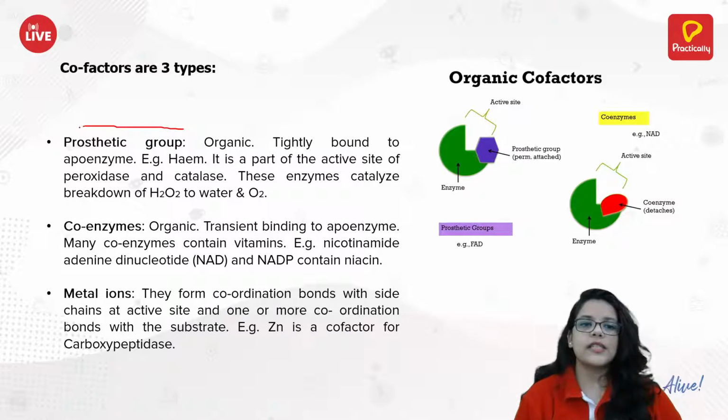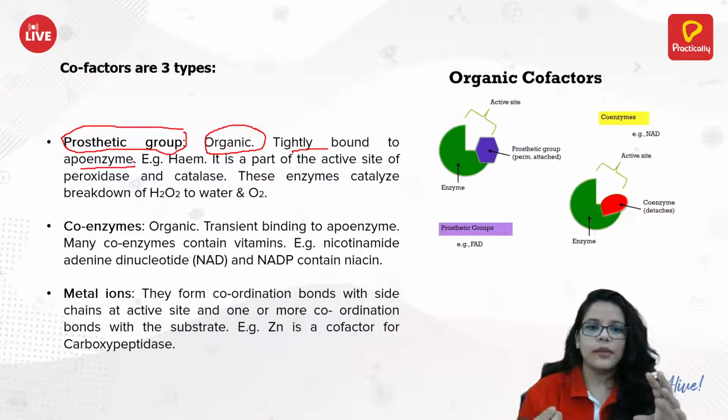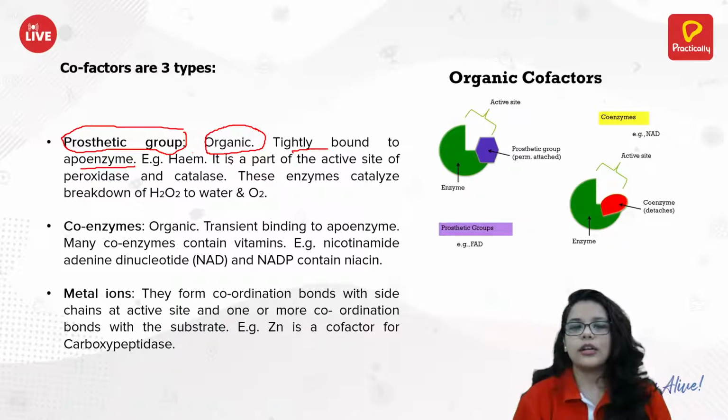One is the prosthetic group. Why? Because it is organic and it is tightly bound to the apoenzyme. So there is an organic group, non-proteinaceous but organic in nature, and it is bound very tightly to the apoenzyme. It is a part of the active site of peroxidase, catalase, etc. This is the prosthetic group, bound tightly to the enzyme, and it forms the holoenzyme.